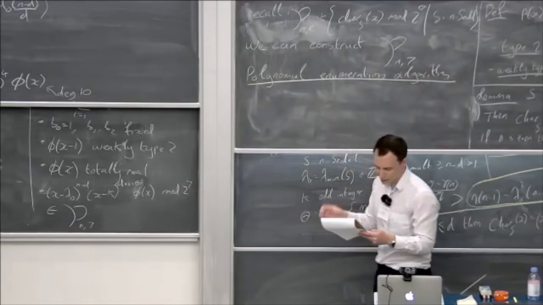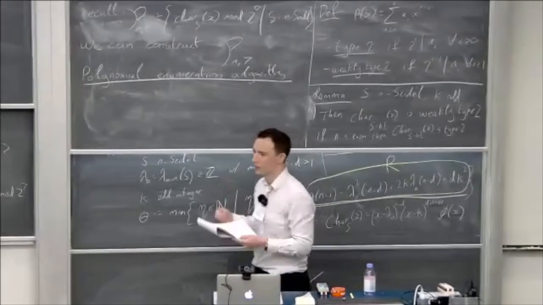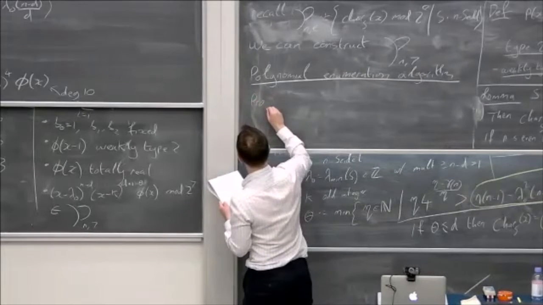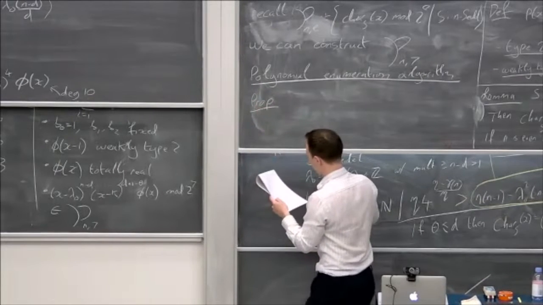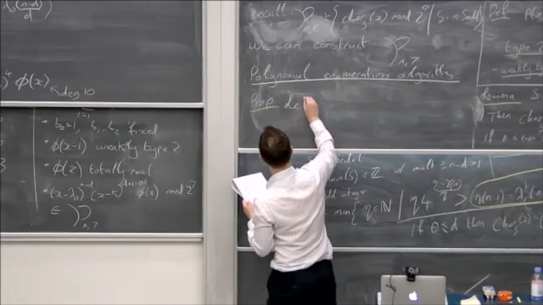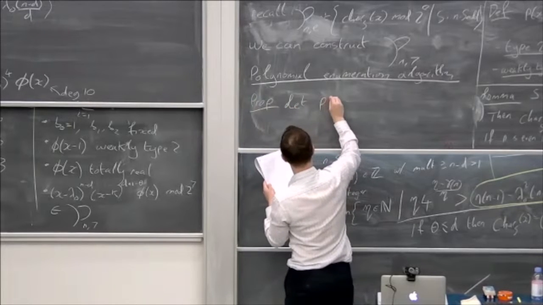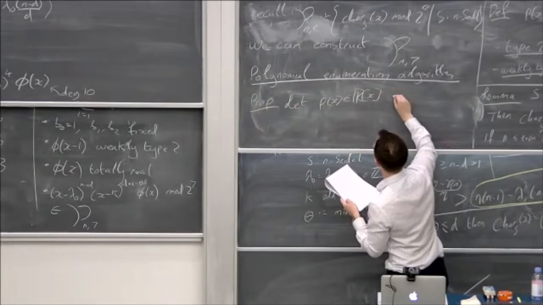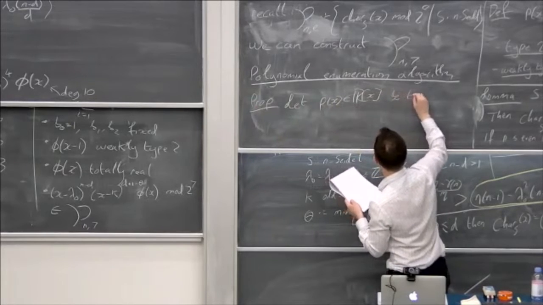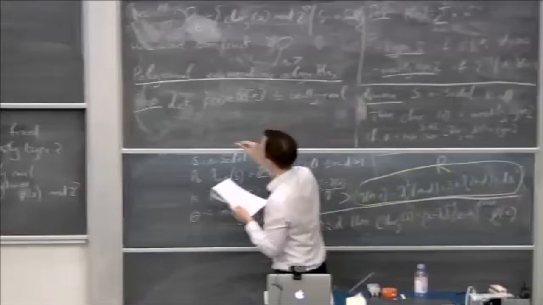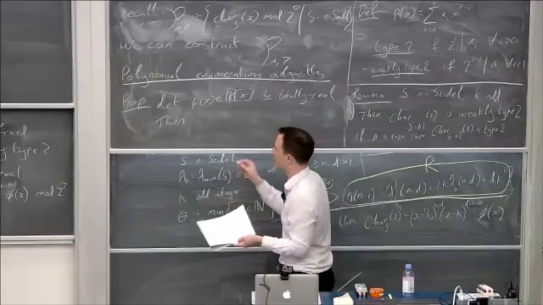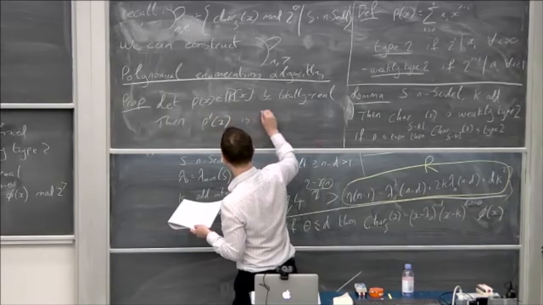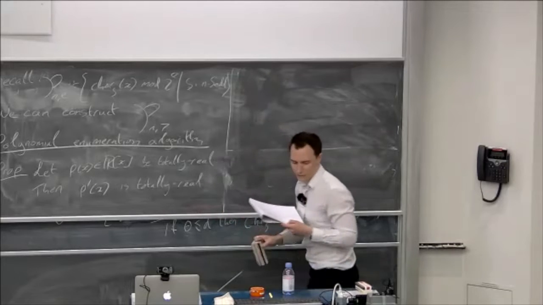So I'm not going to explicitly give the algorithm. I think I can define it intuitively using an example, but it relies on the following proposition, a quite standard result: if you have some totally real polynomial P of X, so all of the zeros are real, then its derivative is also totally real.